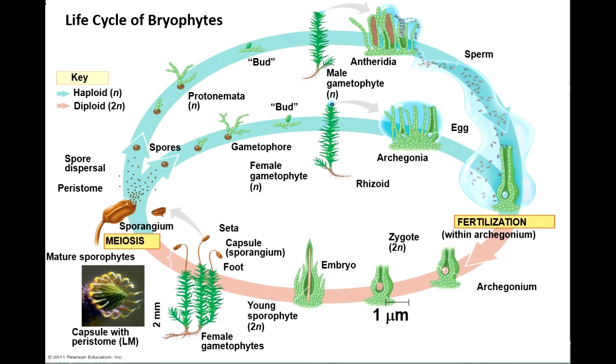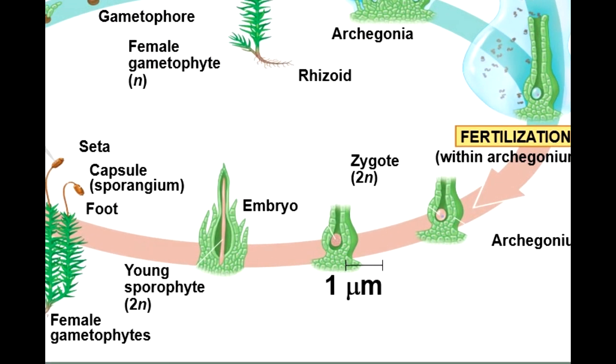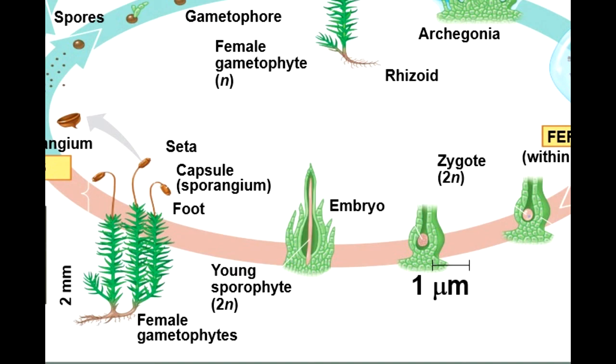When the sperm reaches the egg, fertilization may occur within the archegonium. Such fertilization will now result in a zygote. The zygote is then considered as part of the sporophytic stage or the diploid stage. Always remember that a zygote is always diploid. So this zygote is now part of the sporophytic stage.